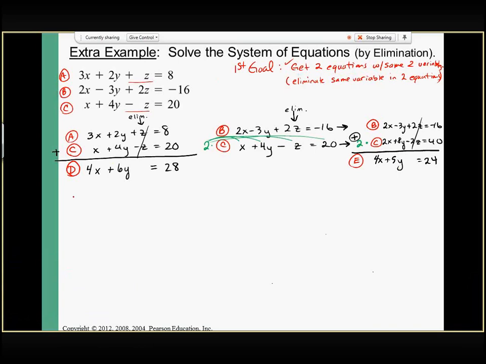Now what I usually want to do is line those guys up. And sometimes it's helpful to kind of draw arrows so you know you're going from where to where. So I will line up D and E, and I'm going to rewrite them. Okay, so now what I want to do is eliminate another variable. So combine two equations with the same two variables, and now I want to eliminate either x or y.